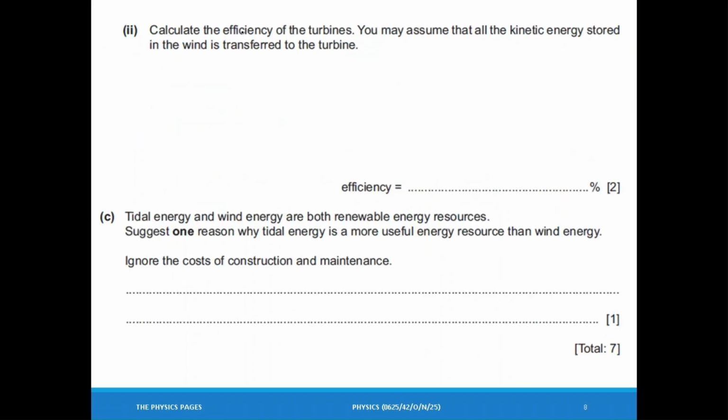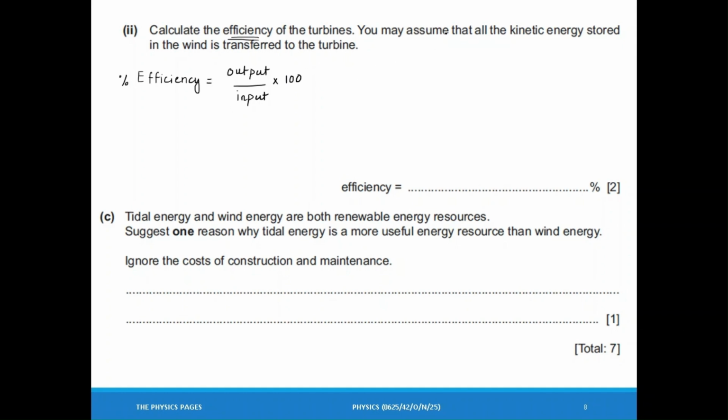Part 2, calculate the efficiency. We are aware that efficiency is output work over input work times 100. This gives us percentage efficiency.